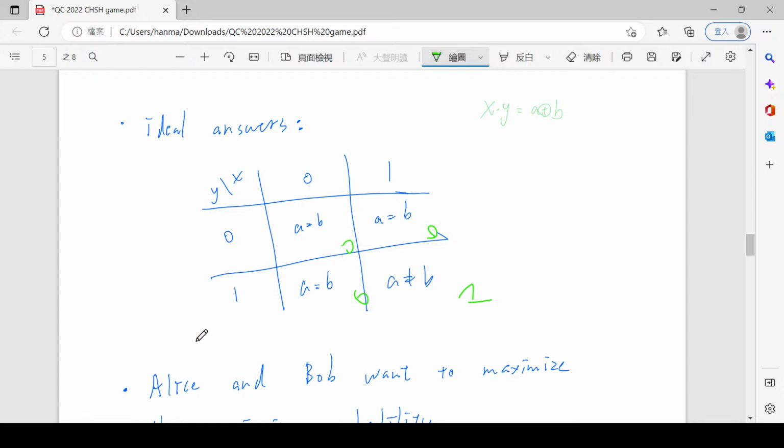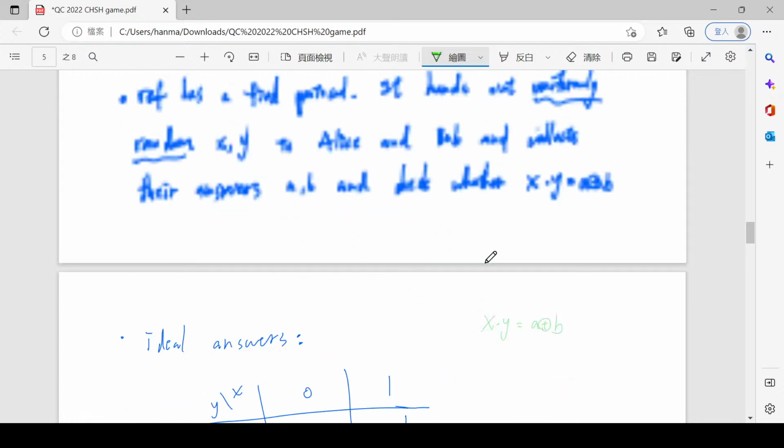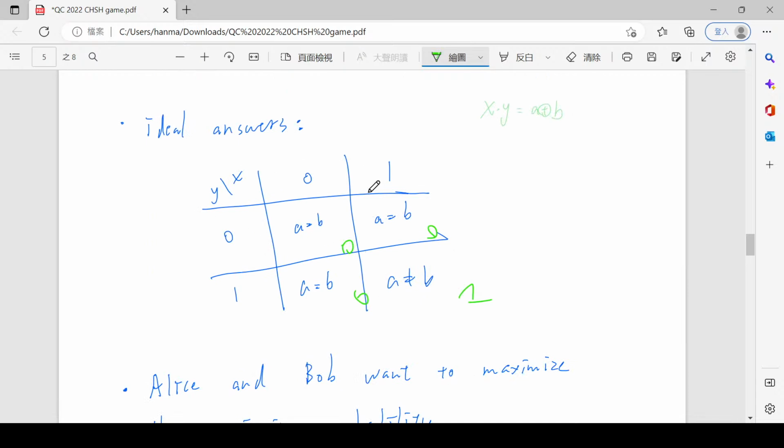This is a bit more organized representation of Alice and Bob's winning condition. They should output the same thing if X, Y equal those three possibilities, and they need to output different things when X and Y are both 1. Okay. So anyone want to give me a classical strategy for doing this?